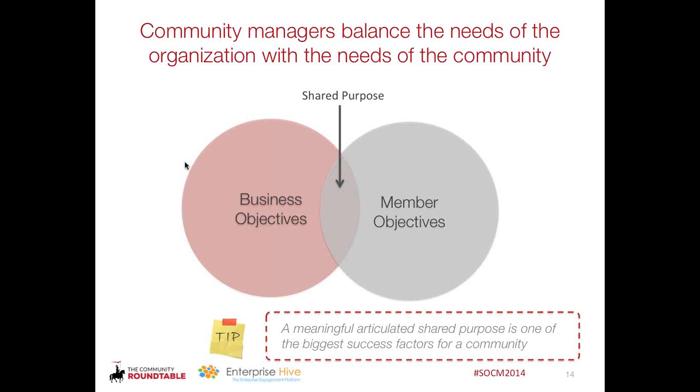And then the member objectives, really understanding what the members or the participants that the community is targeted at will get value from so that they come back on a regular basis. Because if they don't come back on a regular basis, then you've got no community. And where those two objectives overlap is really what I call the shared purpose, and where you can really build shared value together. And the better and more meaningfully you can articulate that shared purpose, the better the engagement you're going to have and the more constructive the engagement you're going to have.